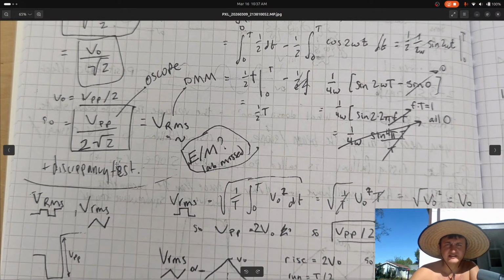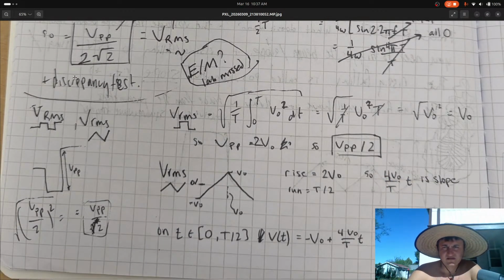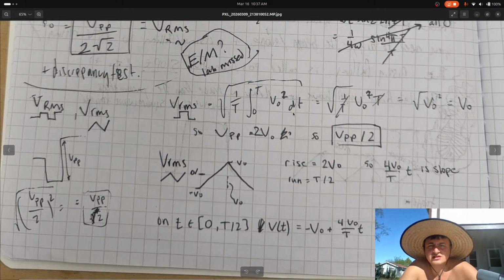Because the peak to peak is given on the oscilloscope. Okay. Then for a square wave, you're doing it over one period. Capital T is the period. We just kind of even did that homework, that exam problem.